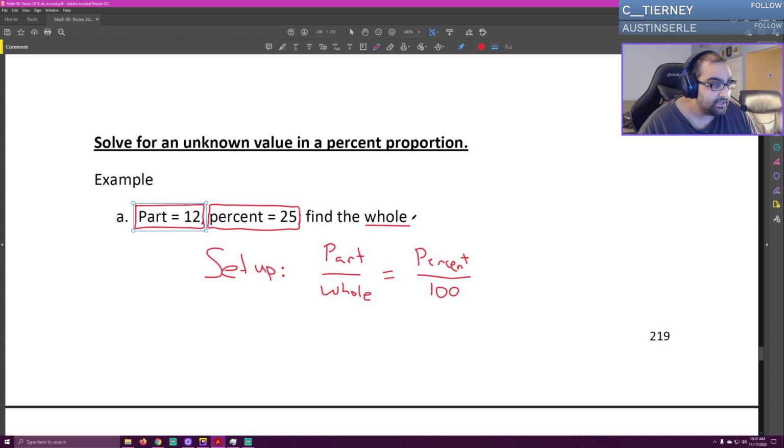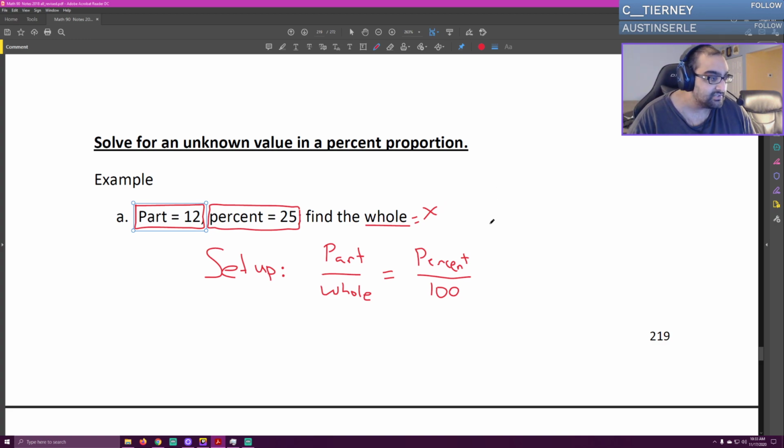So essentially, since this says to find the whole number, this is going to be our x value. Just like we talked about our x values in our last chapter, when we talked about proportions, it says, hey, I don't know what this quantity is. I have no idea. So I'll just call that x, and then I'll figure out what I need to do from there.